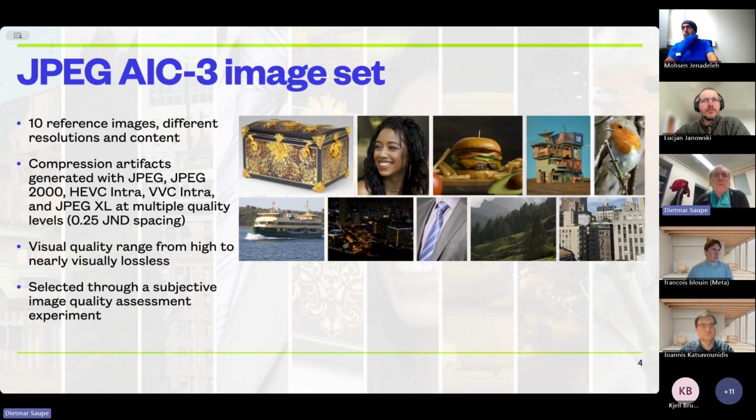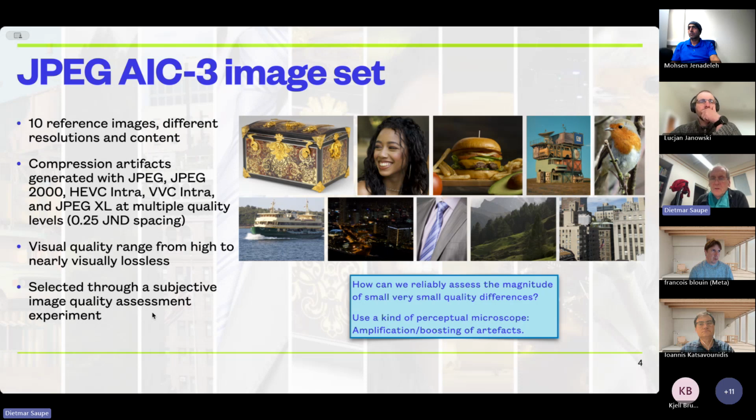A year ago or so, JPEG put together these 10 source images that were selected for diversity of content. We selected several codecs: JPEG, JPEG 2000, HEVC, VVC Intra, and JPEG XL at multiple quality levels. As said, they're about a quarter JND apart from each other, which we established in a little pilot study. So the visual quality ranged from high or very high to nearly visually lossless, or 0.25 JND at the extreme.